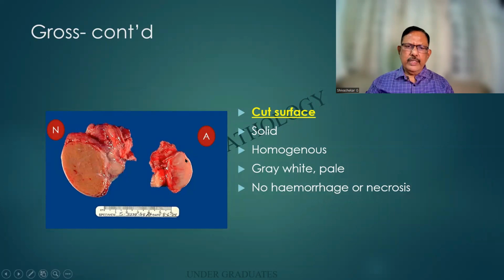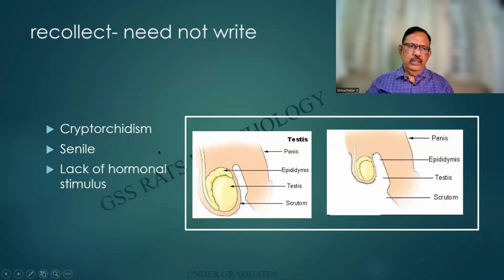This is another specimen again given for comparison. Here there is an atrophic testis, there is a normal testis. It will be having a thready kind of appearance. The epididymis is stretched over it. Here the testis is almost shrunken, homogeneous, gray-white, pale. No areas of hemorrhage or necrosis. The scale is given for comparison. It can happen in a case of cryptorchidism, senile atrophy, or due to any hormonal cause. These are for recollection, not for writing.